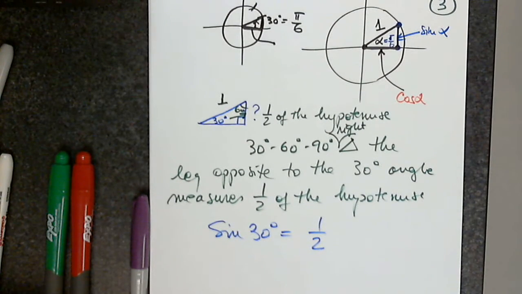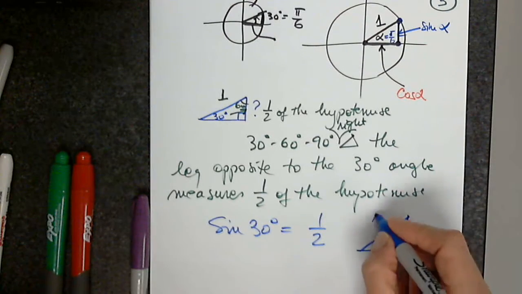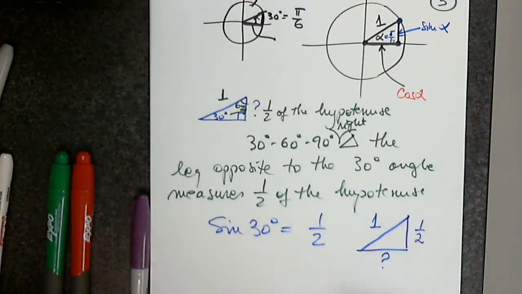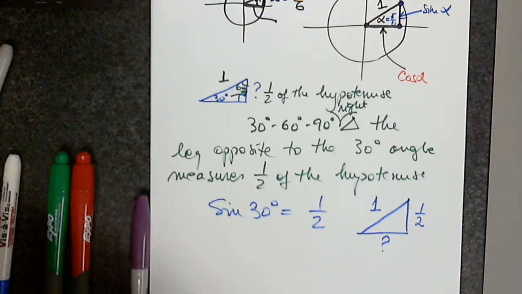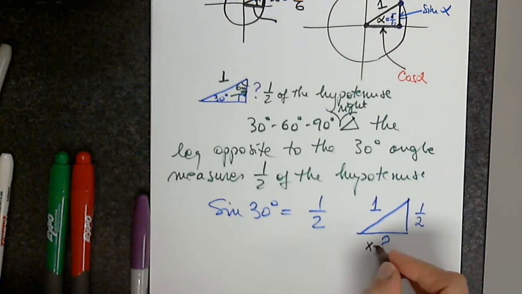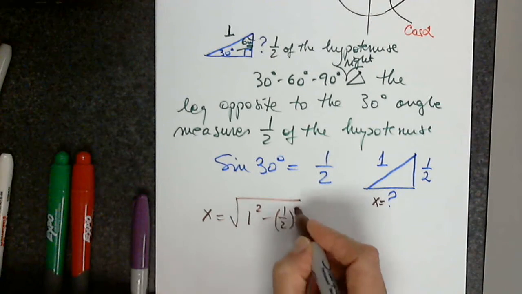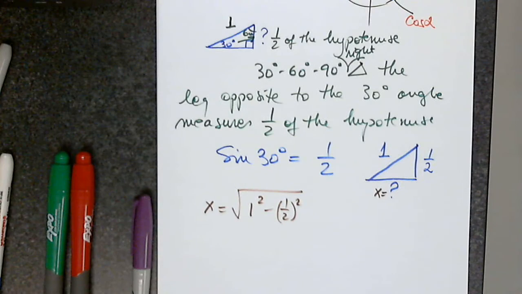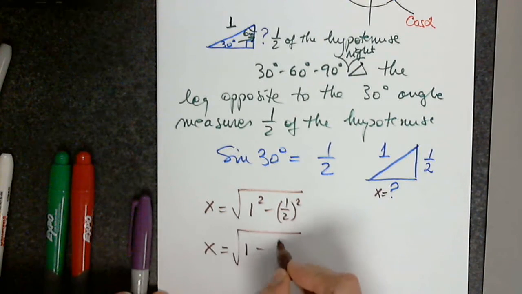I don't know cosine yet, but I do know that in this right triangle, this is 1 and this is 1/2. Am I capable of finding the other leg? The answer is yes. So I'm going to call it x. And I'm going to say that x must be the square root of 1 squared minus 1/2 squared. A leg is always the square root of the hypotenuse squared minus the other leg squared, correct? Okay, how much is 1/2 squared? 1/4. Exactly, very good. So x equals the square root of 1 minus 1/4.